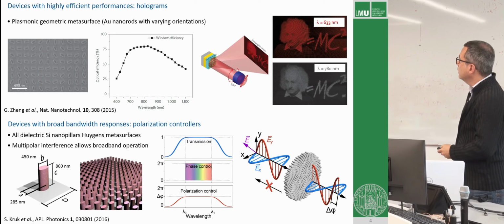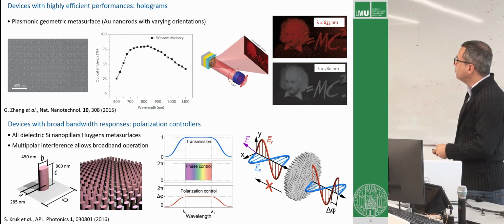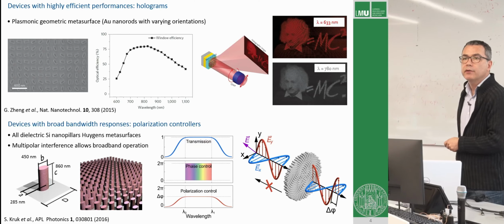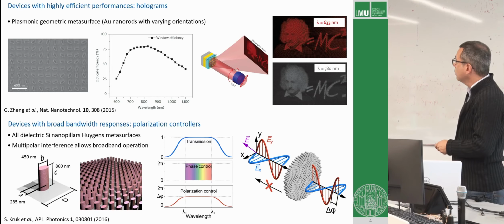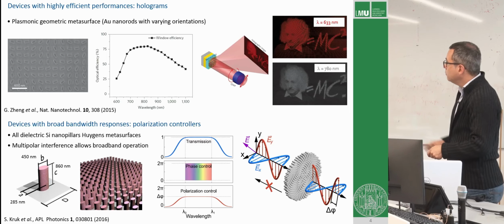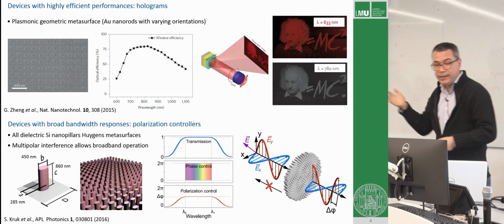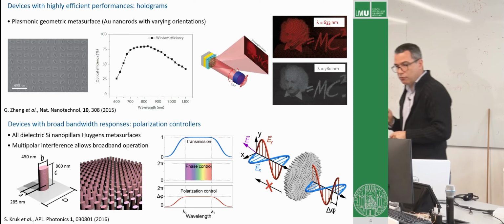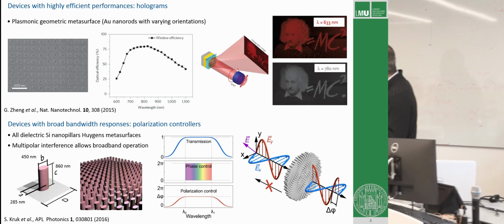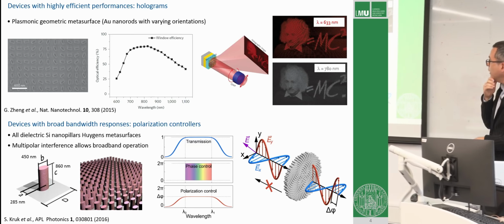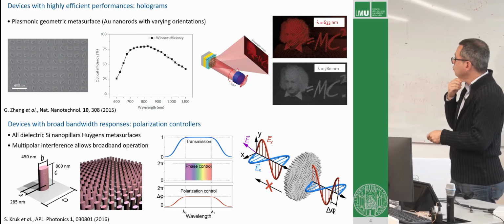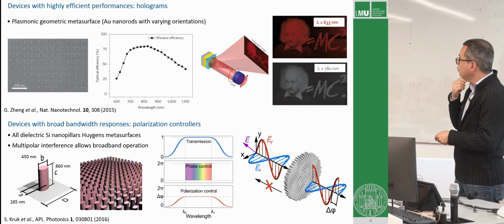Another important use for these metasurfaces is converters, polarization converters or polarization controllers. In this case, this metasurface is composed by silicon nanopillars with a given orientation, the height and the orientation. This brings a kind of anisotropy at each point in space. And with this, you can, for example, control the incident polarization.